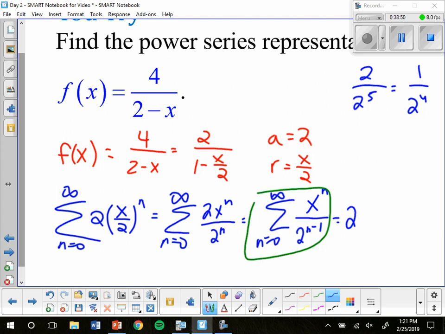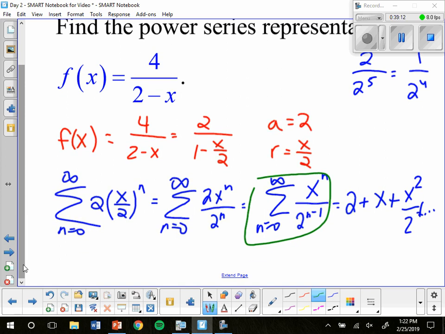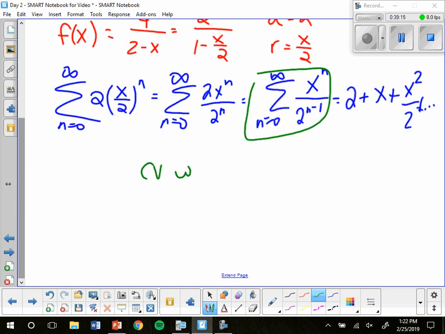Then I plug in 1 and it gets easier. X over 2 to the 0, so it's just x. Did I multiply by x over 2? Yeah. And then I plug in 2 and I get x squared over 2, so I multiply by x over 2 again. This series looks like 4 over 2 minus x, but it's only going to look like that when the absolute value of r is less than 1, which means that x is going to be between.